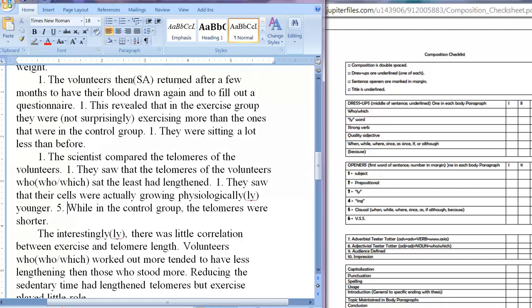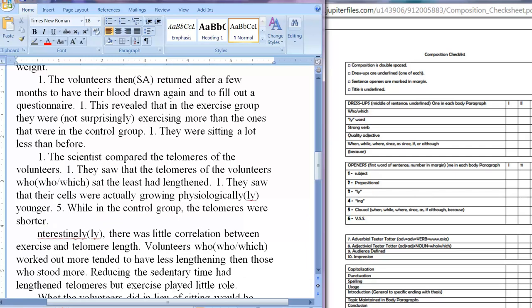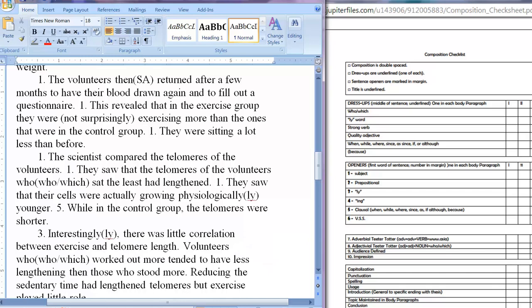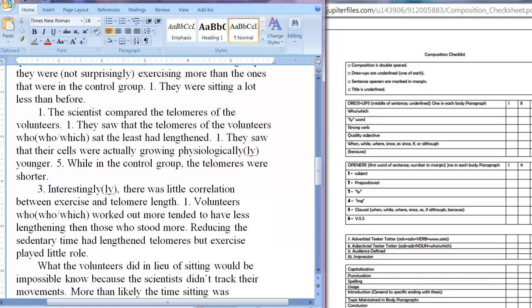Interestingly, there was little correlation between exercise and telomere length. And I'm guessing you wanted to start this with interestingly, which gives us a 3. Interestingly, there was little correlation between exercise and telomere length. Volunteers who worked out more tended to have less lengthening. Okay, reducing, oh good, you have an ing.